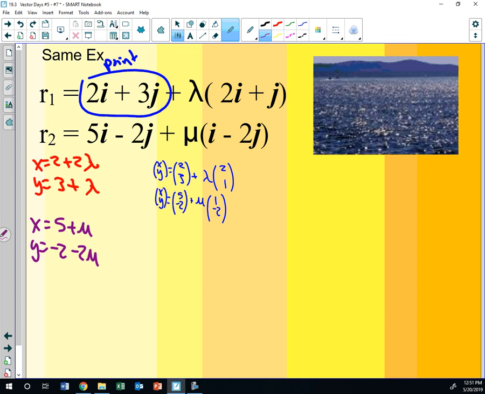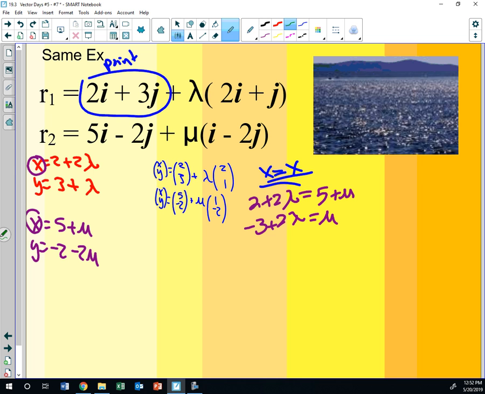So we want to find out where they intersect. Any ideas? Got a lot of variables here. We have 1, 2, 3, 4 variables. What about these two? What are those equal to? What's x equal to? X, is that true? Sure is. Since x is equal to x, you can say 2 plus 2 lambda will be equal to 5 plus mu. And I like to get this 5 over here. Negative 3 plus 2 lambda equals mu. There you go. There's one.